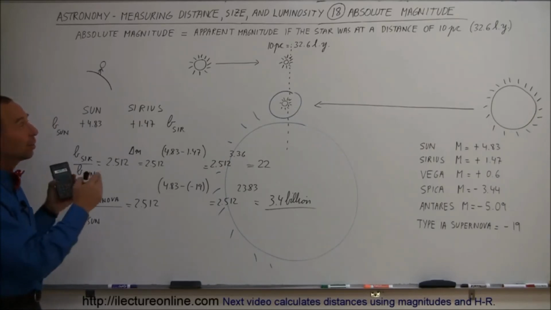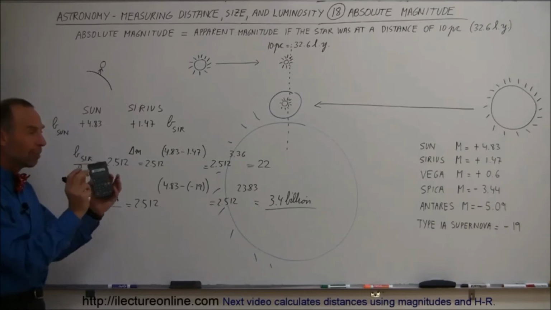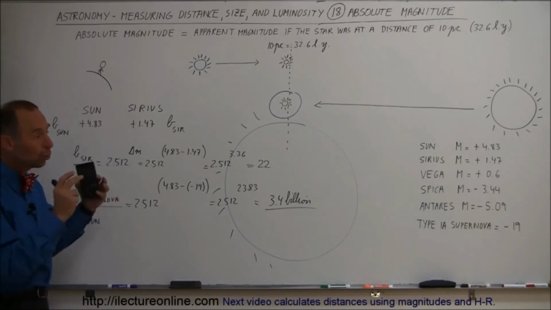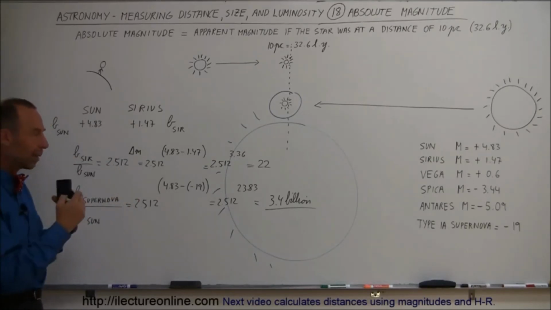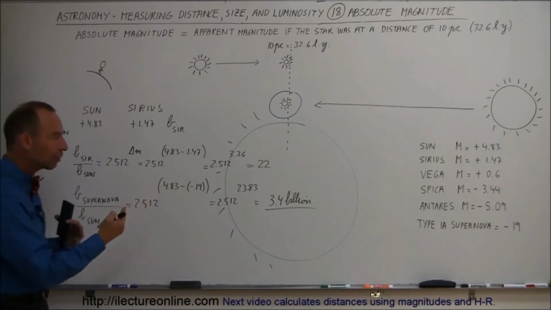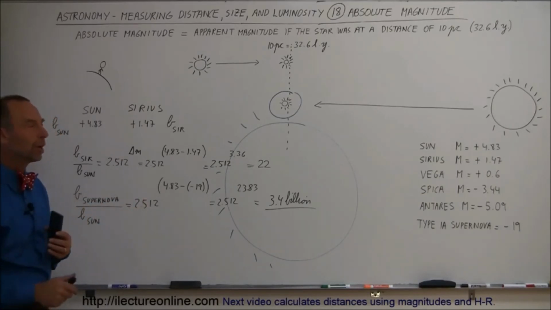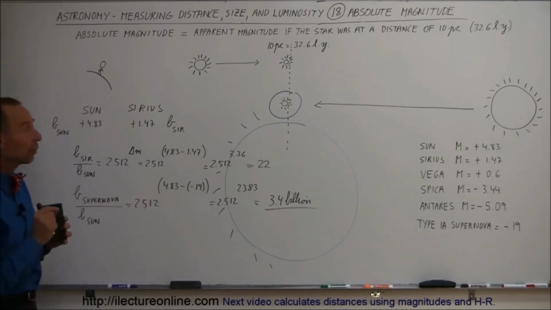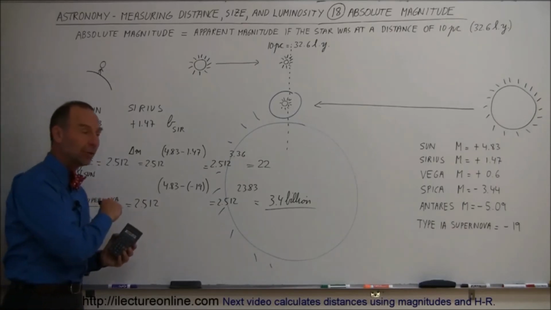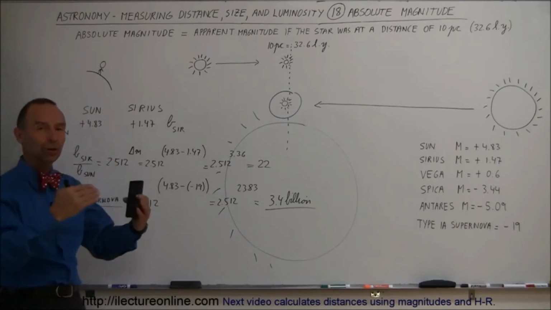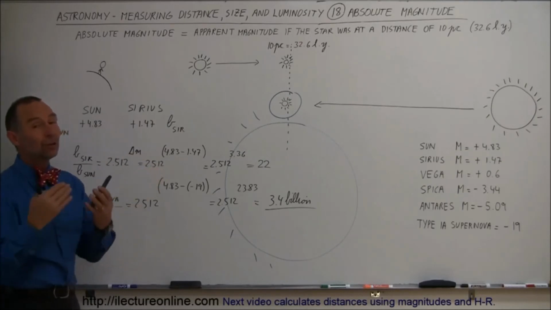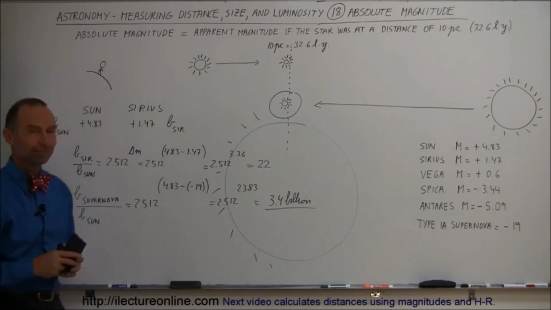Now that's, again, the beauty of the absolute magnitude. It allows you to compare two stars to one another, two galaxies to one another. As long as you know the absolute magnitude, you can actually have a good feel of how bright one is compared to the other. And then in the next several videos, I will show you how to use the apparent magnitude and the absolute magnitude to actually determine the distance of stars using the HR diagram.